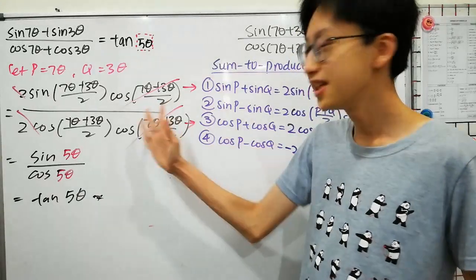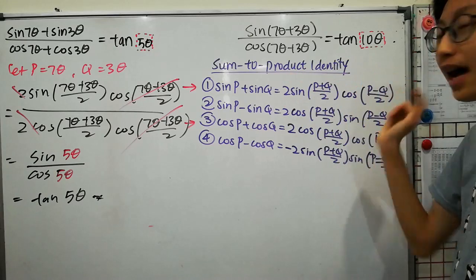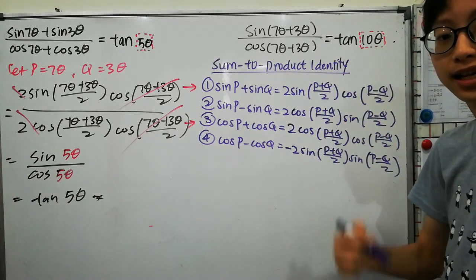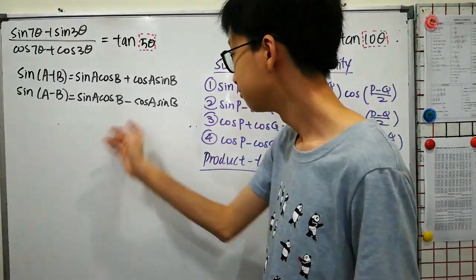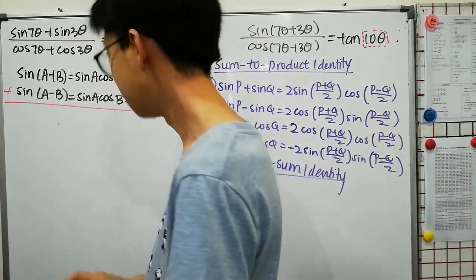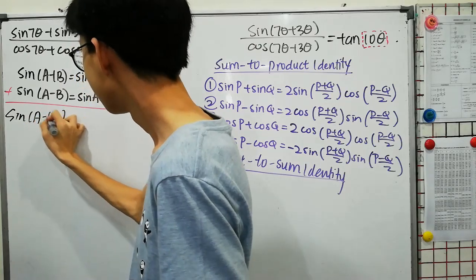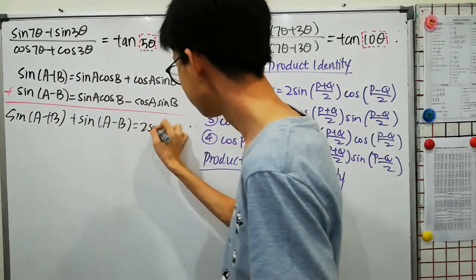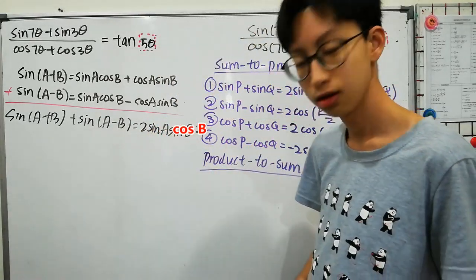However, this is not the end. Since we already proved the sum to product identities, is there such a thing called product to sum identity? Yes, we will prove it now. Same thing. We will start with the compound angle formula. Add the two of them together, we will have sine(A plus B) plus sine(A minus B) equals 2 sine A cos B. And that's it.